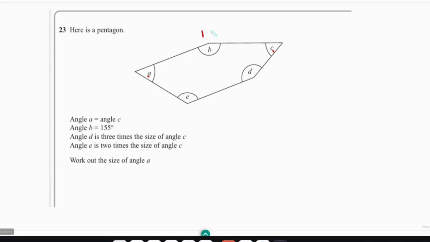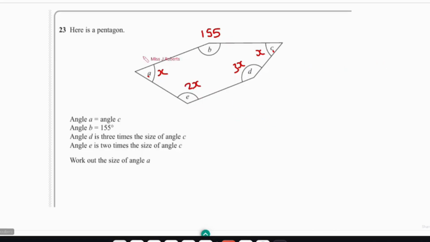Here is a pentagon. Angle A is equal to angle C. Angle B is 155. Angle D is 3 times the size of angle C. So we'll call this X because they're the same. So seeing as D is 3 times angle C, I'm going to write 3x. E is 2 times the size of angle C, so I'm going to write 2x. Work out the size of angle A.